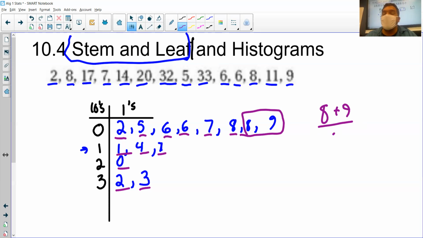So you just do 8 plus 9 divided by 2, or what's in between, which is 8.5. Because 8 and 9 happens to be the two numbers in the middle. So you got to get what's in between 8 and 9. In case you don't see it's 8.5, you could just do the math, 8 plus 9 divided by 2.